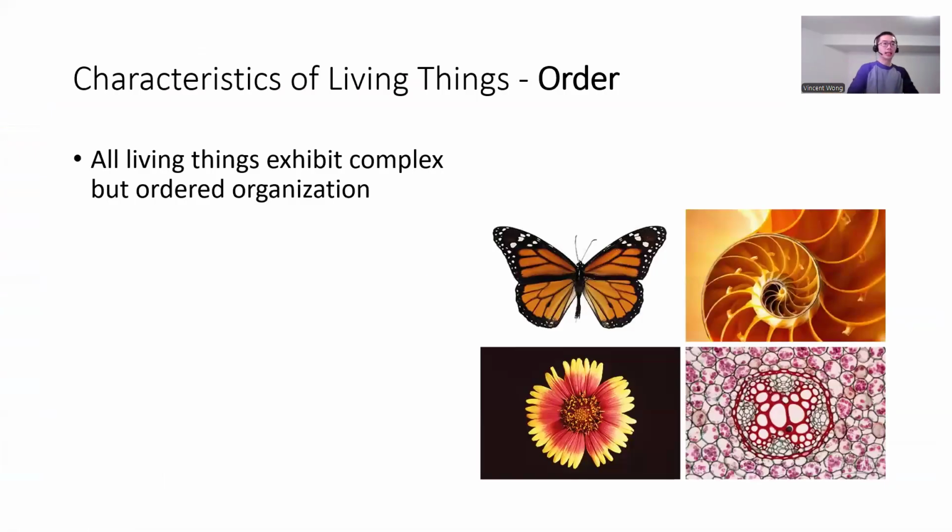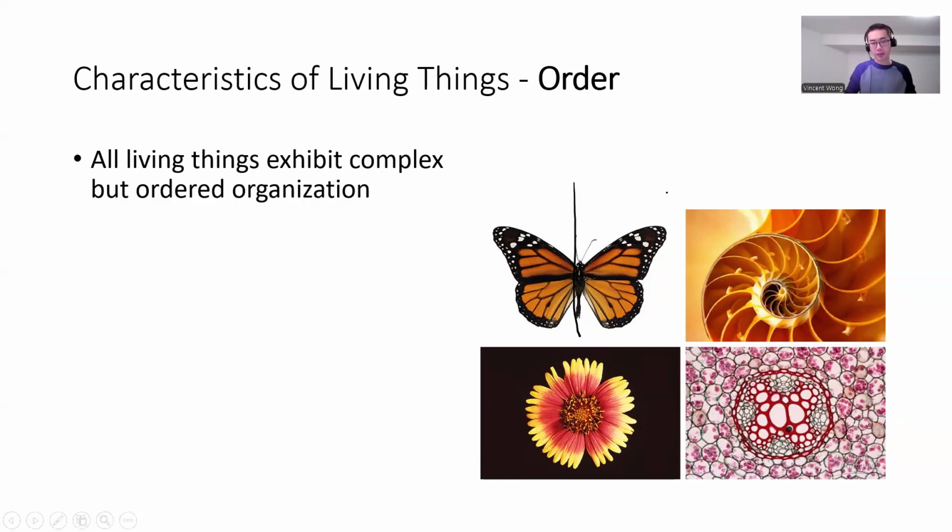First characteristic: order. All living things exhibit complex but ordered organization. In other words, living things are not random. There are certain patterns that are almost elegant to them. For example, if you look at animals, most animals have left-right symmetry.